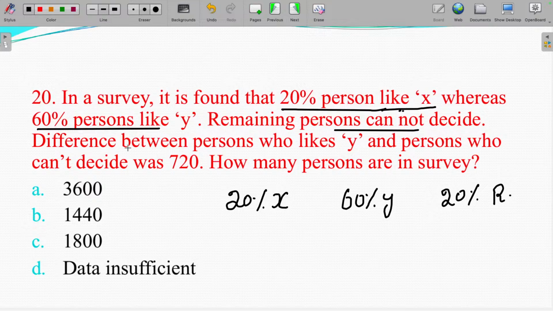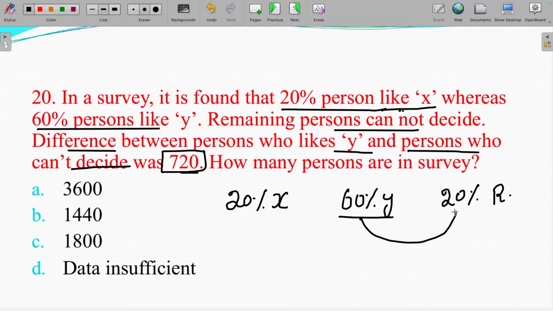Now the question is, the difference between the persons who like Y, which is 60 percentage, and the persons who can't decide was 720. What is this 720? This 720 is the difference between this number and this number. Yes or no? Read that statement, you'll understand. The difference between this and this will be 40 percentage. 40 percentage is equal to 720.